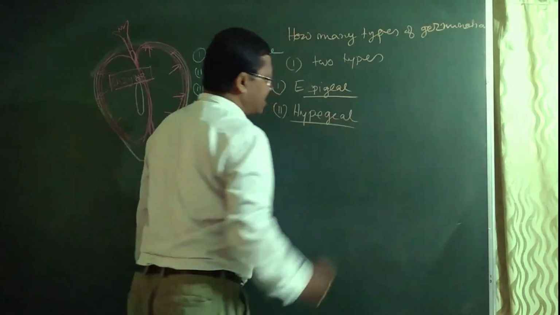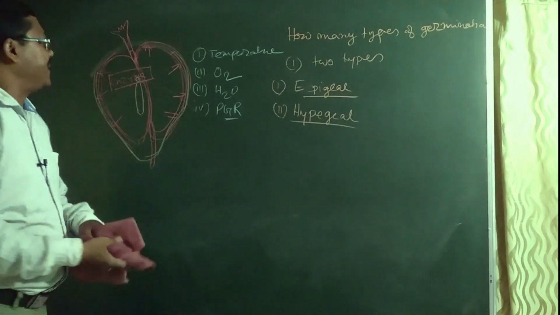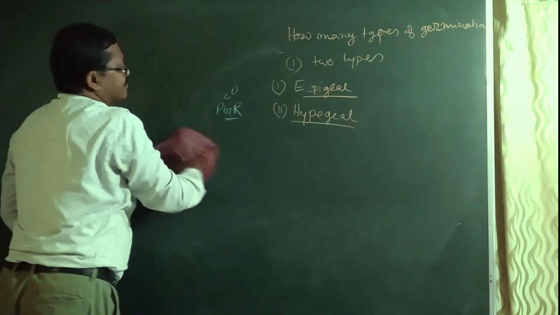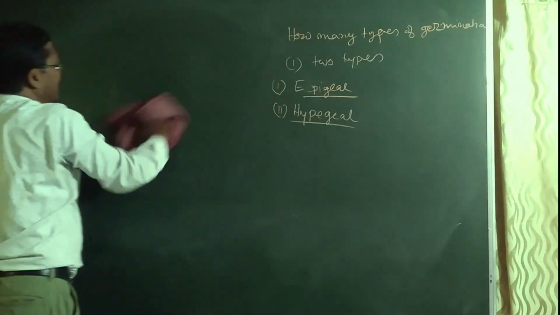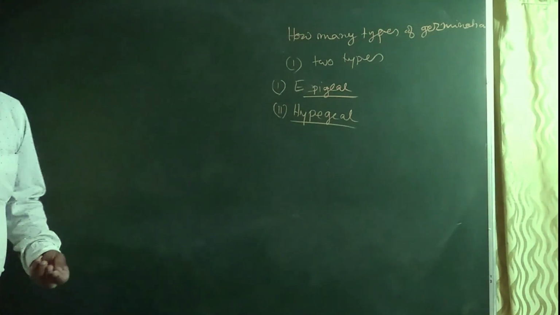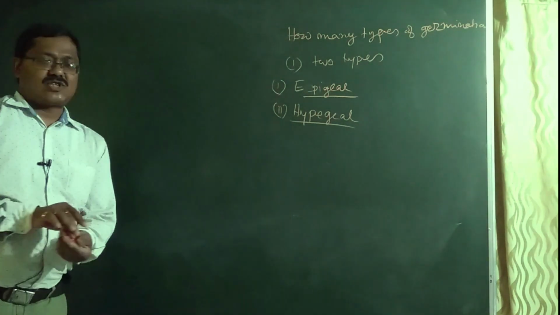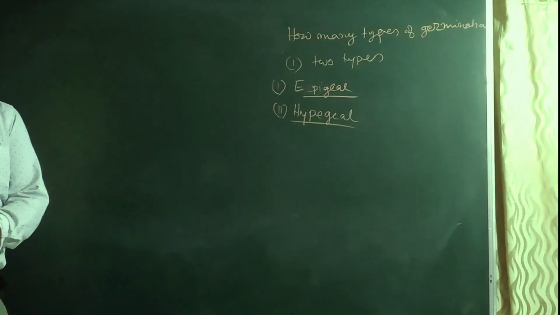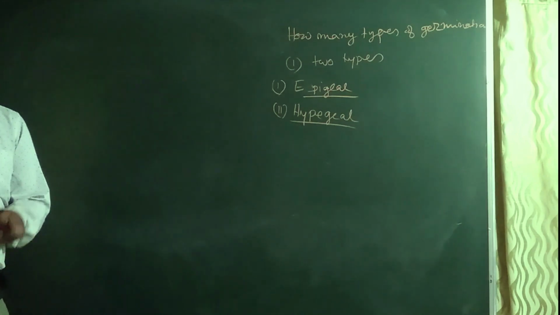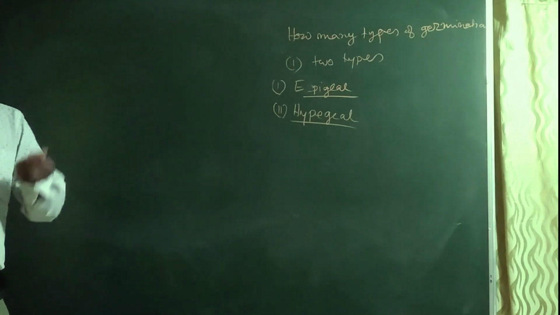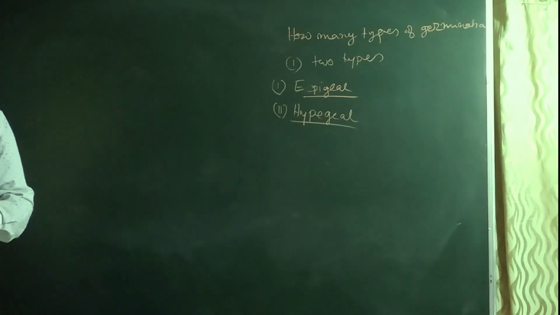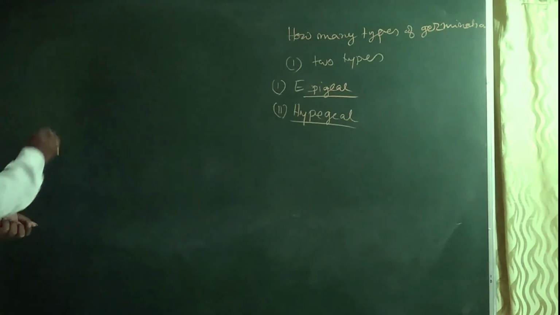Epigeal and hypogeal. What are epigeal germination and hypogeal germination? Epigeal germination is generally a germination where the cotyledon enters into the air, as found in the bean. Epigeal.